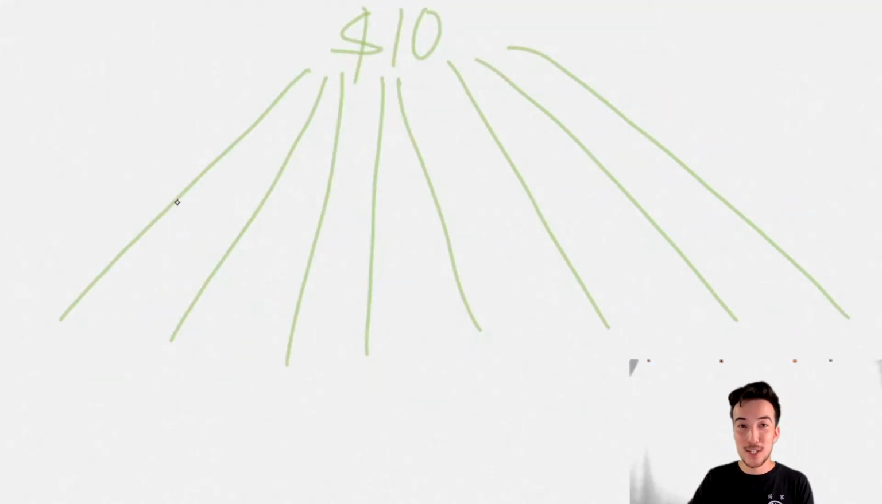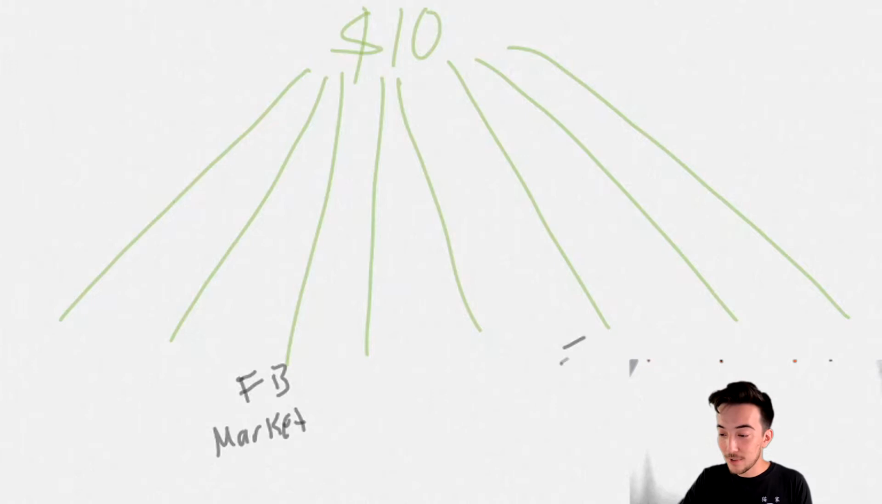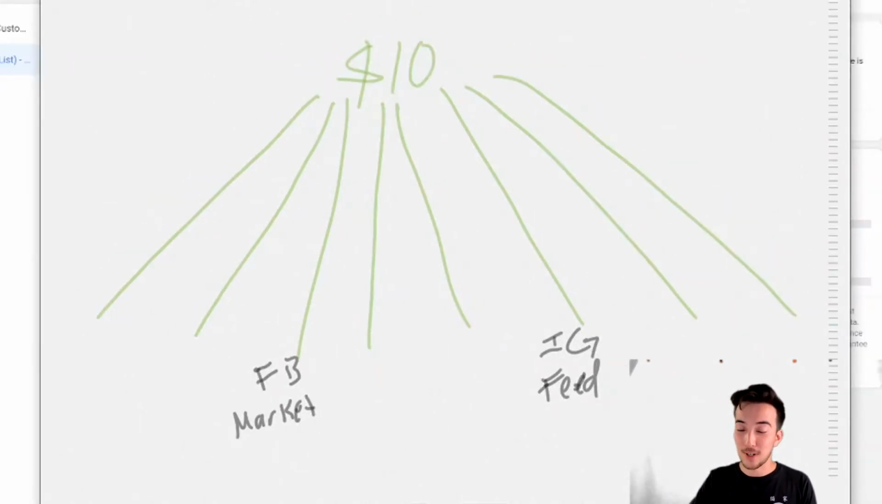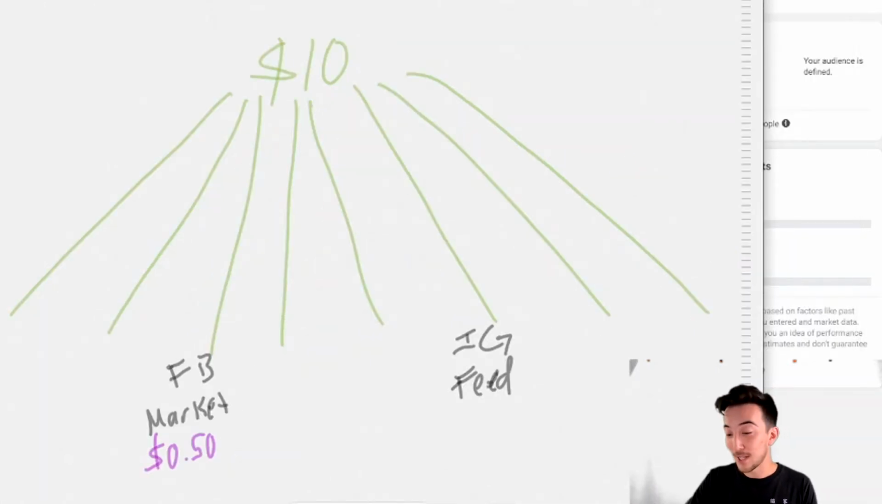Just for the sake of this picture, we'll say that it's all split up evenly. So let's say that this placement right here is the Facebook Marketplace. And over here, we're going to have just your IG post feed or news feed. As I mentioned before, the cost of getting someone to actually click on your link and view your content is going to be different. So let's go to Facebook Marketplace, and we see that it costs about 50 cents to get someone to click on your link versus your IG feed placement, which costs 6 cents to get someone to click on your link.